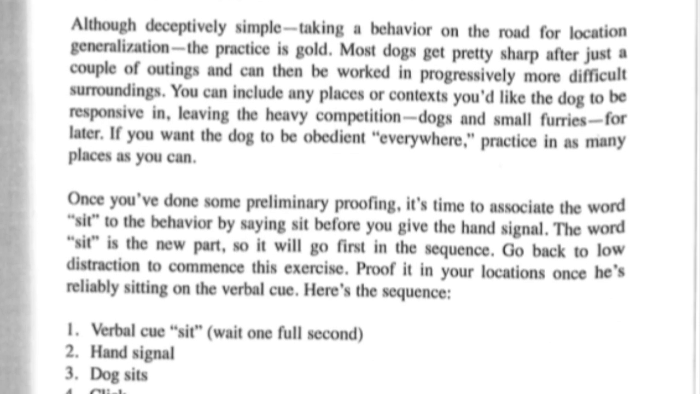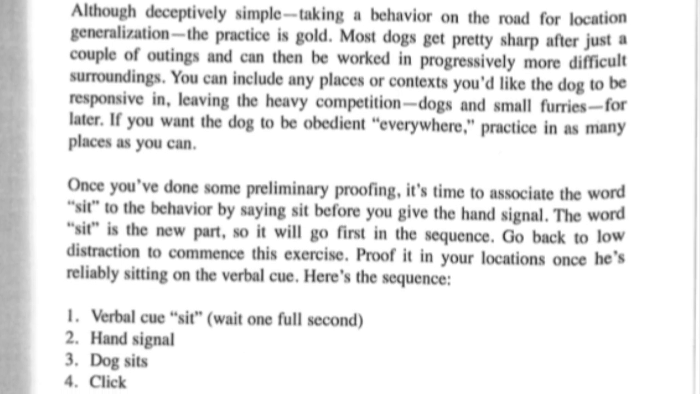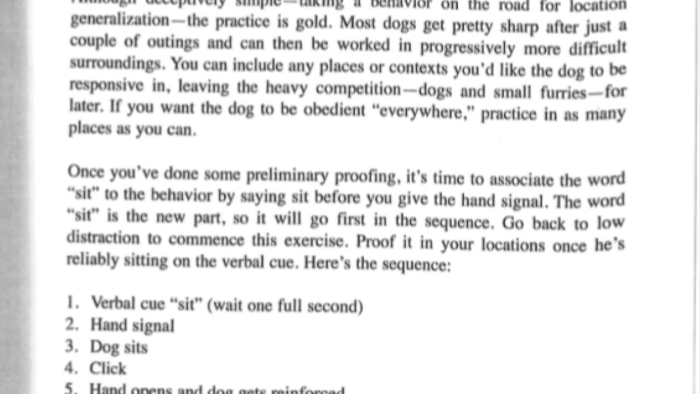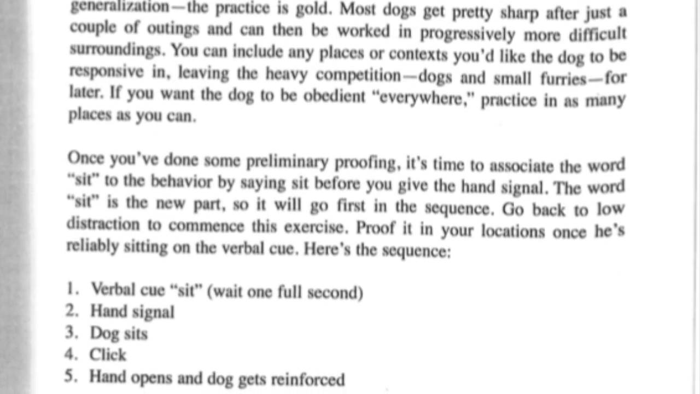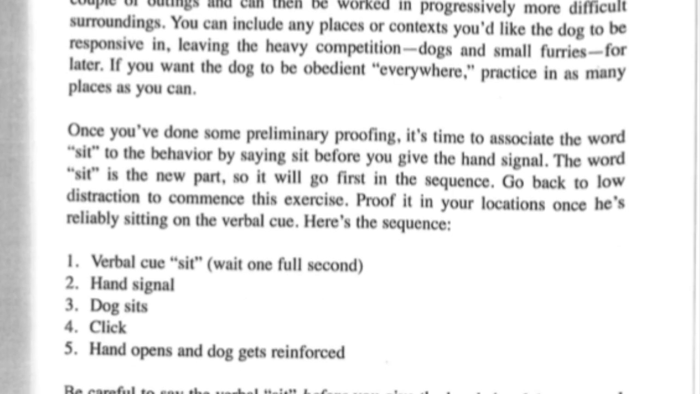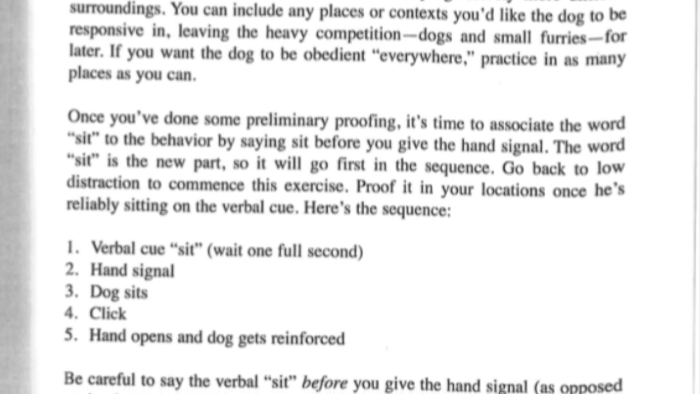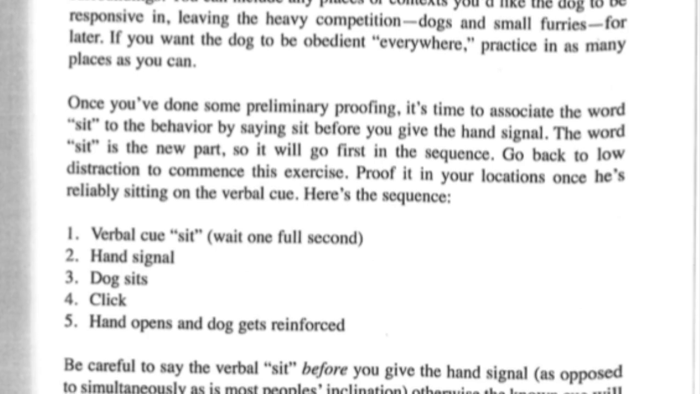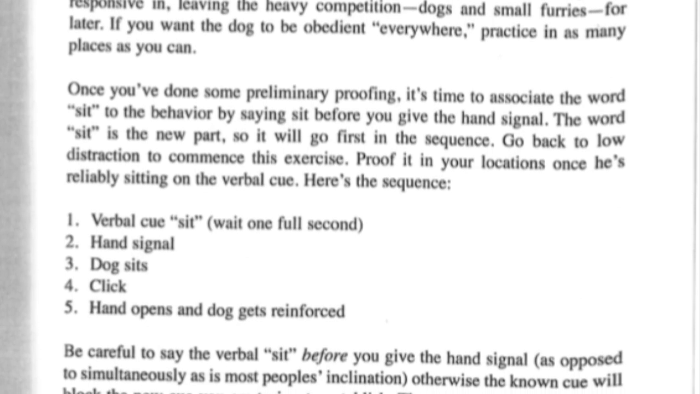Once you've done some preliminary proofing, it's time to associate the word sit to the behavior by saying sit before you give the hand signal. The word sit is the new part, so it will go first in the sequence. Go back to low distraction to commence this exercise. Proof it in your locations once he's reliably sitting on the verbal cue.